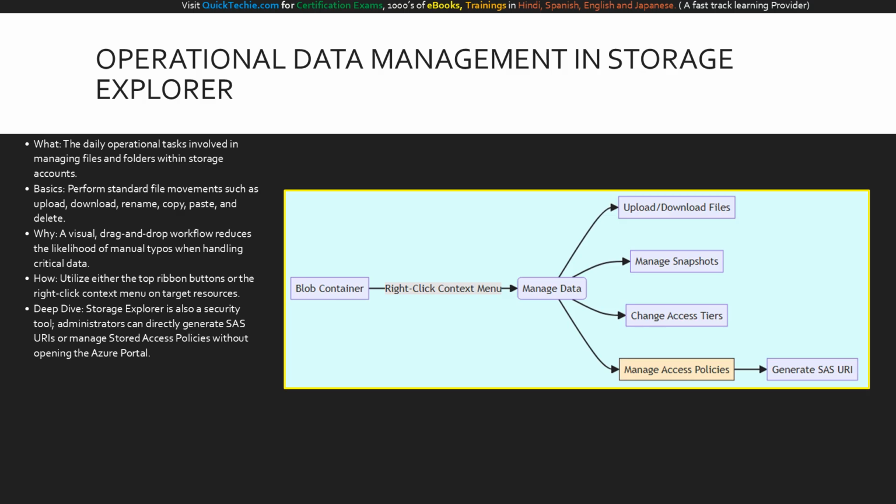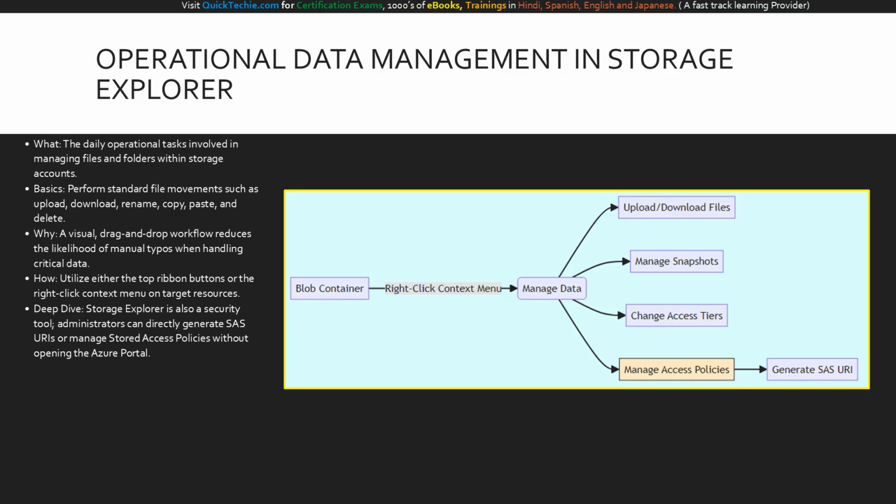This diagram illustrates the operational workflow within Azure Storage Explorer once you have selected a resource. On the left, we start at the blob container level. By triggering the right-click context menu, we open up the Manage Data Hub. From this hub, you have immediate access to multiple administrative branches. You can branch up to execute standard file movements like upload and download. You can branch to manage snapshots, allowing you to instantly back up or restore point-in-time states.